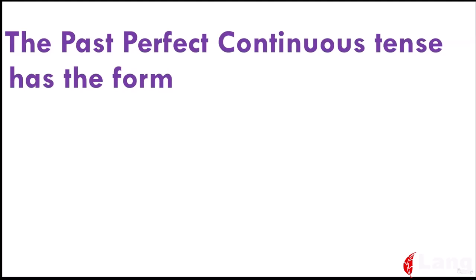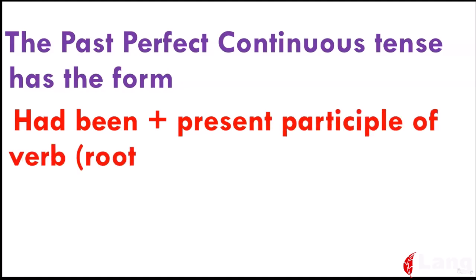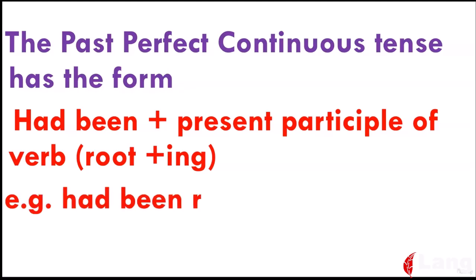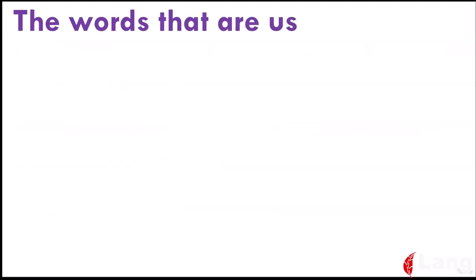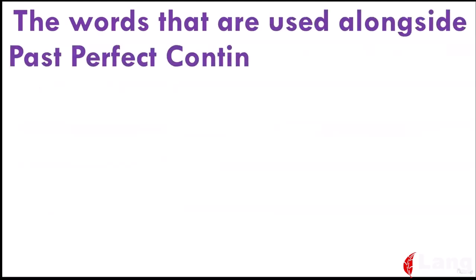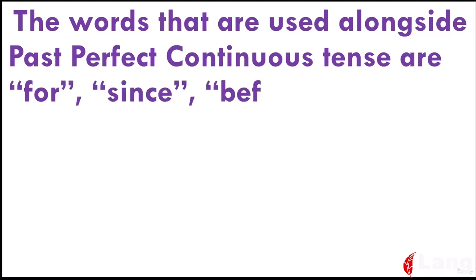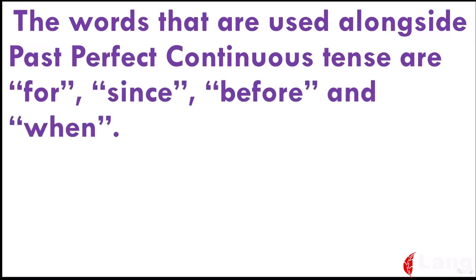The past perfect continuous tense has the form subject plus had been plus present participle of the verb, that is root form of the verb plus ing. For example, he had been reading. The words that are used alongside the past perfect continuous tense are for, since, before, and when.